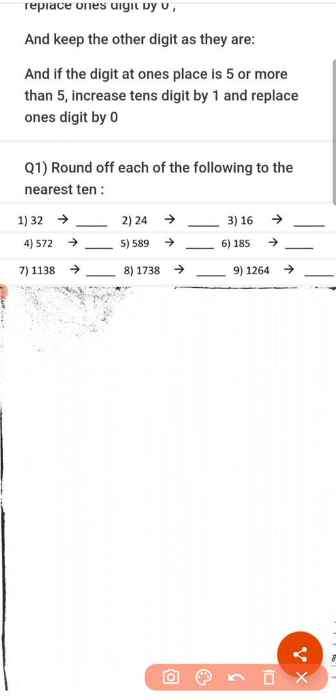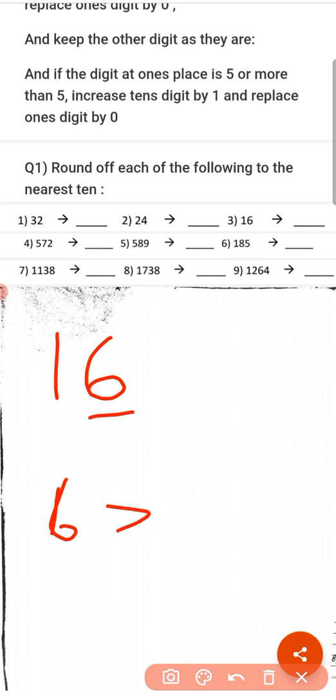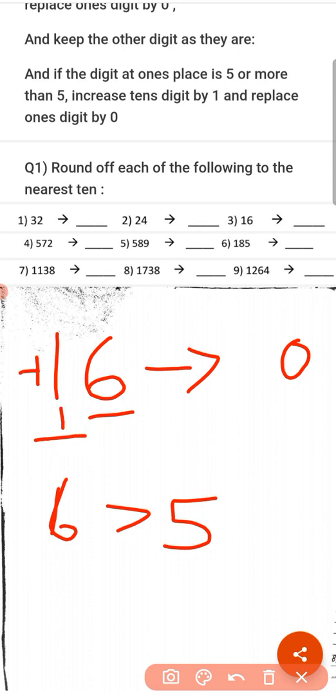Okay. Suppose the digit at ones place is more than 5. Here 6 is more than 5. The number is 16. Here the digit at ones place is 6. 6 is more than 5. So what will we do? First replace the 6 by 0. 6 മാറ്റിയിട്ട് അവിടെ 0 ആക്കുക. Then add 1 to the digit at the tens place. 1 plus 1 is 2. Write 2 here. So 16 becomes 20.